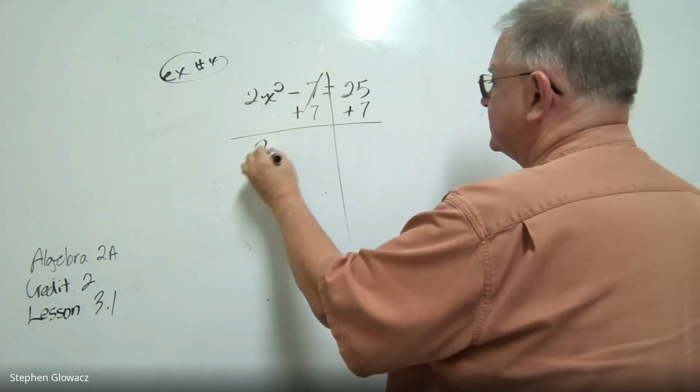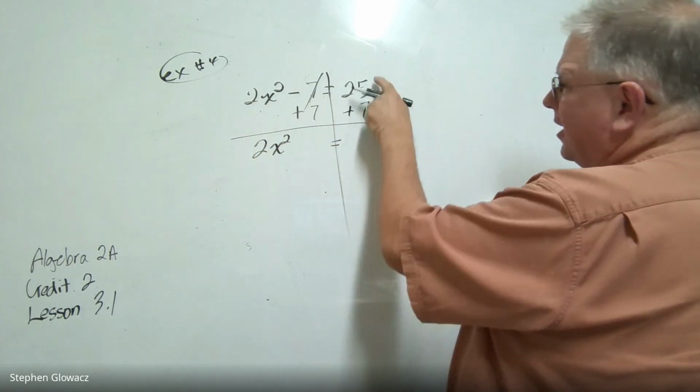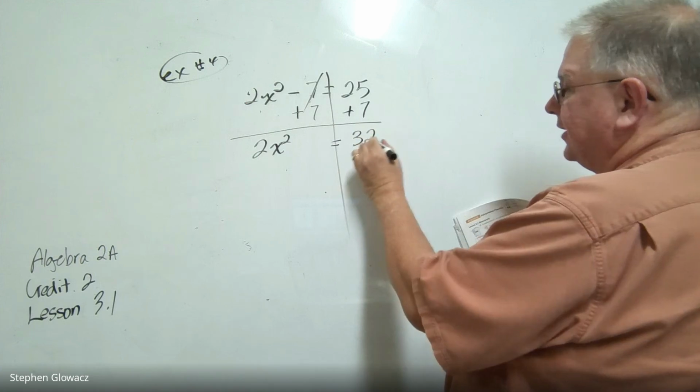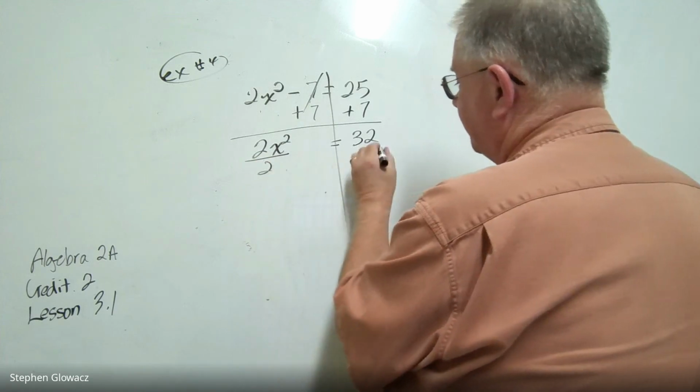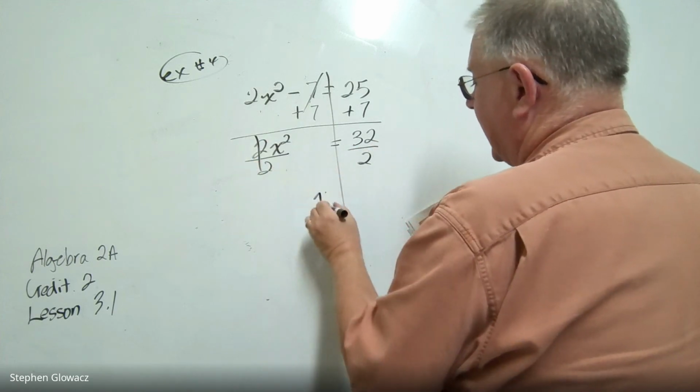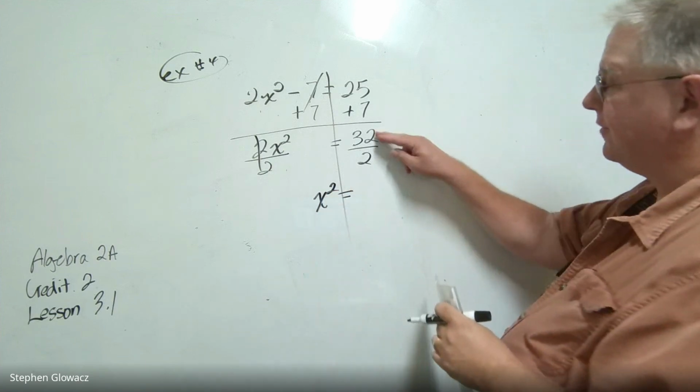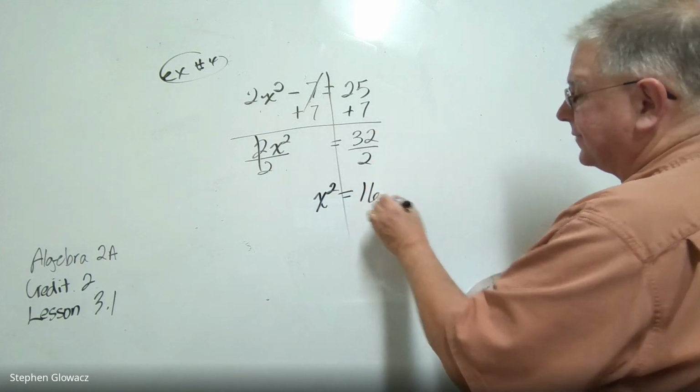The 7's cancel, and we bring down the 2x squared. 25 plus 7 is 32. X squared is being multiplied by 2, so we divide by 2 on both sides. The 2's cancel, and 32 divided by 2 is 16.